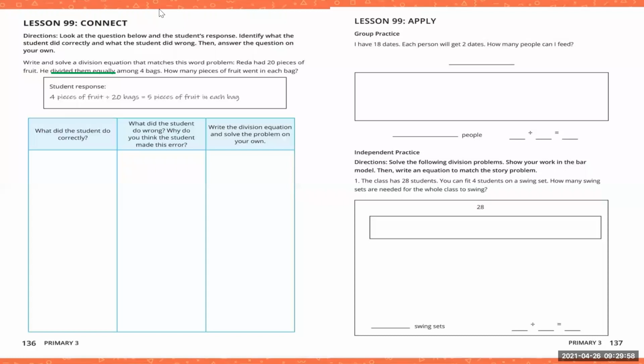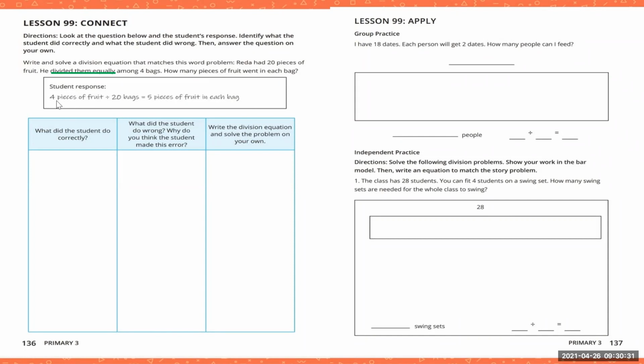Now let's move to lesson 99. In lesson 99 we have a story problem or a division equation. Rida had 20 pieces of fruit. He divided them equally among 4 bags. How many pieces of fruit went into each bag?